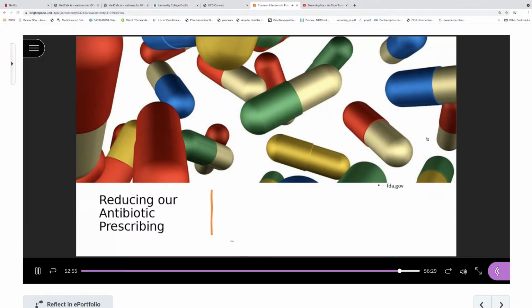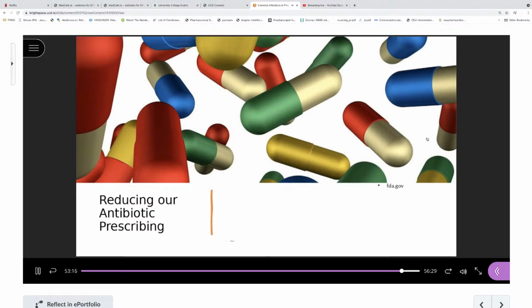We can recognize that patients can feel very unwell and very miserable with a viral illness, and we can advise them about how to manage those symptoms. But we need to be very clear that if we don't think that the antibiotics will benefit them, there's no point in giving them. And we just need to keep getting that message across. Reduce our antibiotic prescribing, and when we are prescribing it, stick to the guidelines.